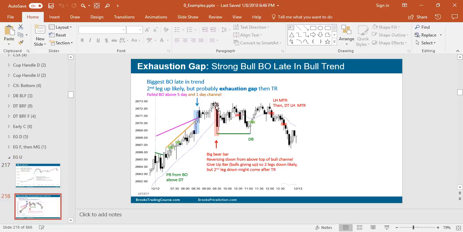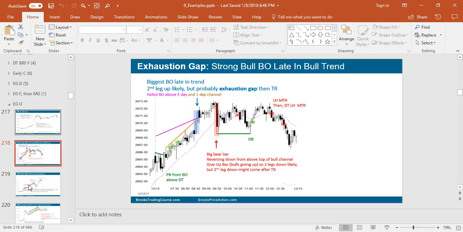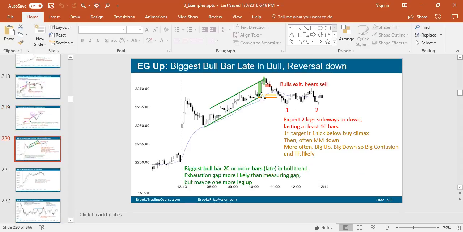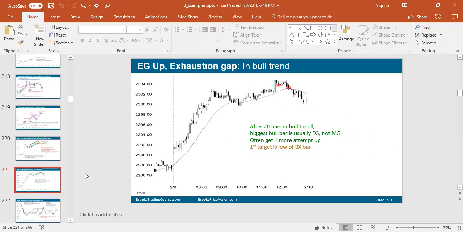2 strong bars, we got a little bit more up, and then came down to the bottom of the buy climax. Here, strong bar, 1 small leg up, came down below the bottom of the buy climax. Here, a single bar, the bear's got a micro double top, and then a reversal down below the buy climax.